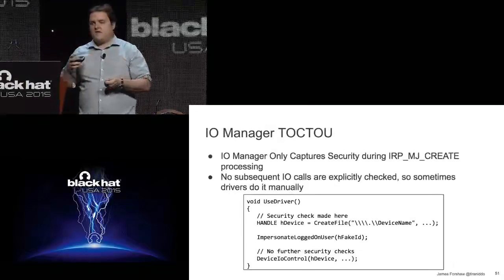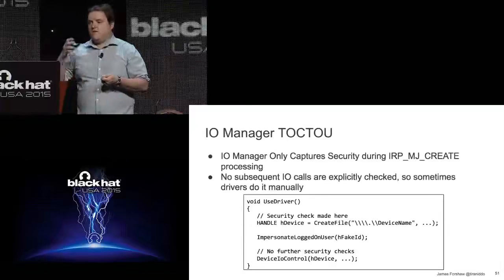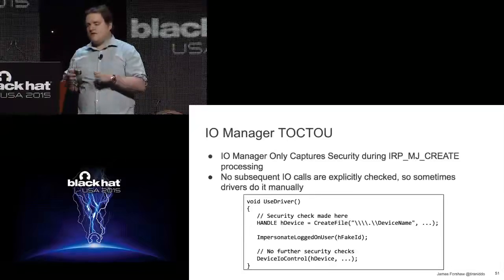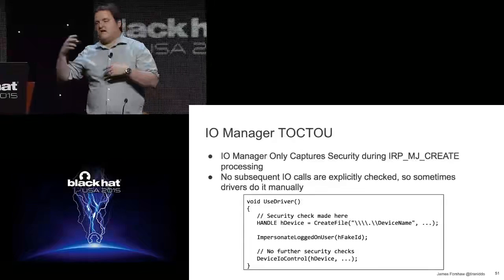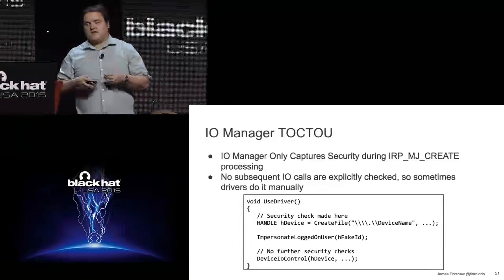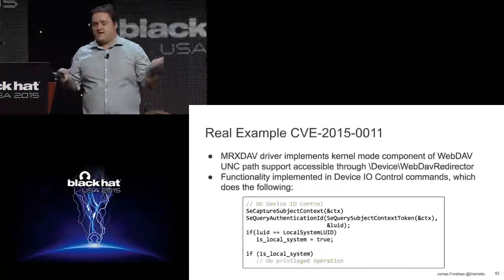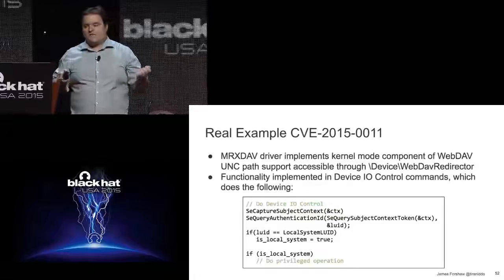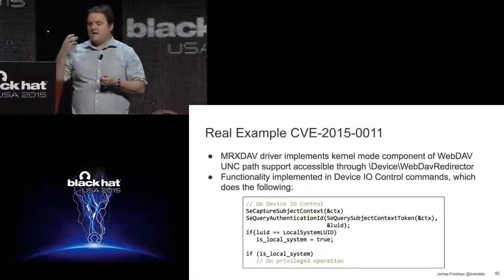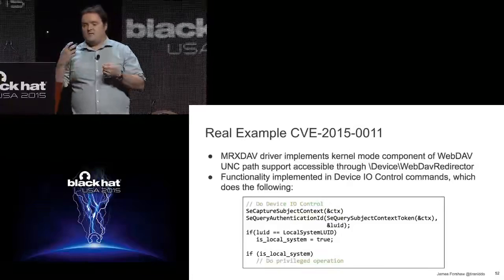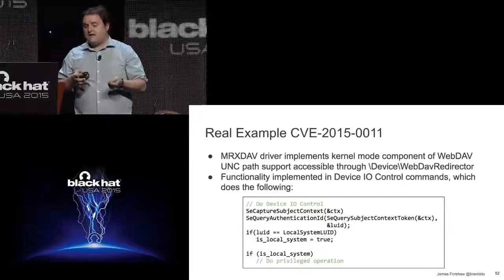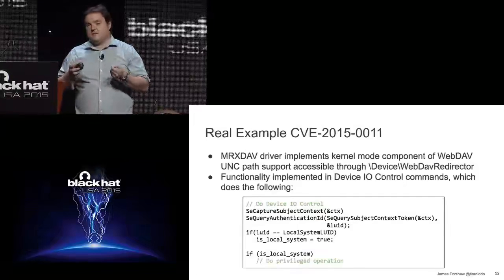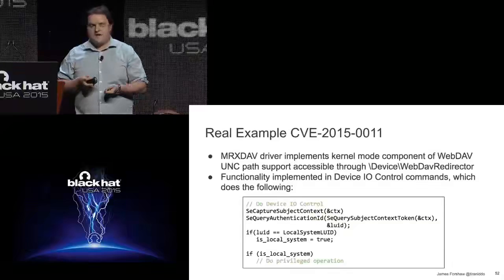So the I/O manager only verifies the security of the caller when you open the file, not when you do things like device I/O control. So you can actually open a file with one user context, call device I/O control with a different user context, and it gets confused. And an example of that is this one in the WebDAV driver, which basically allows you to access functionality which you shouldn't normally be able to do. And all you need to do, again, is get a local system impersonation token, identification token. And that's all you need to do. Well, and make it sound so simple.